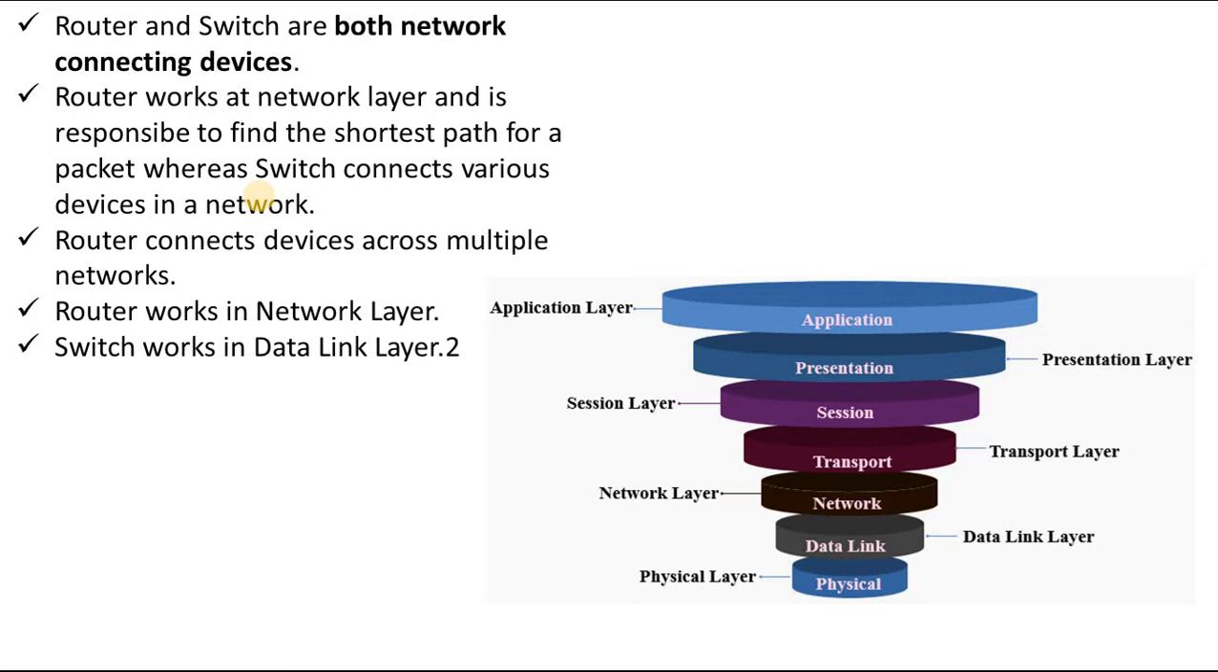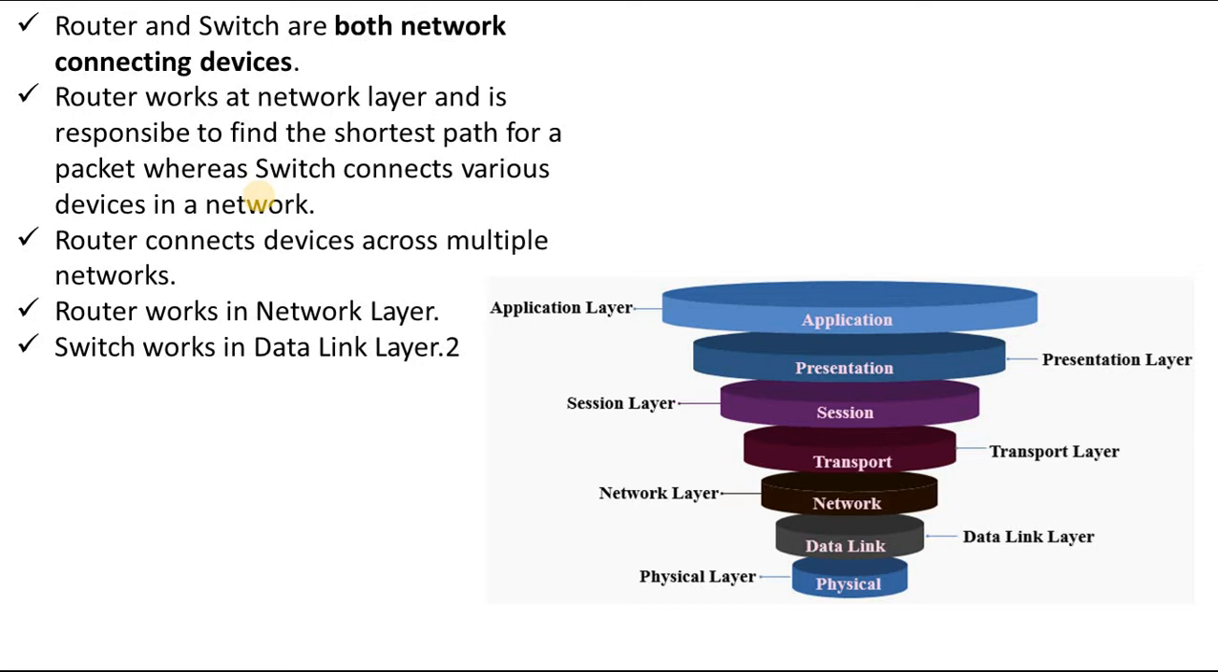Let us understand the difference between router and switch. We already have learned the concept of using a switch in a network using the Cisco Packet Tracer application in some lectures that I have already prepared for you. So router and switch both are networking devices. A router works at the network layer and is responsible for finding the shortest path for a packet, whereas a switch connects various devices in a network. A router connects devices across multiple networks. A router works in the network layer, whereas a switch works in the data link layer.